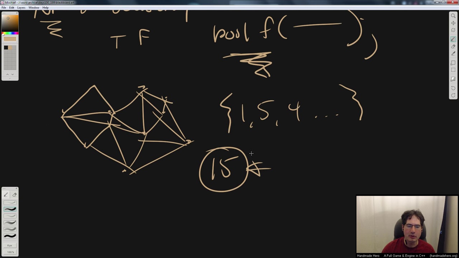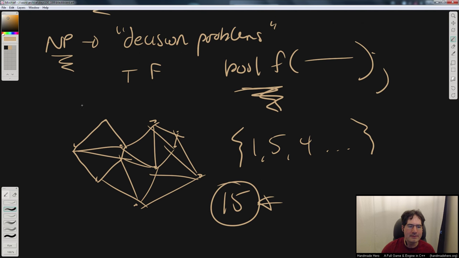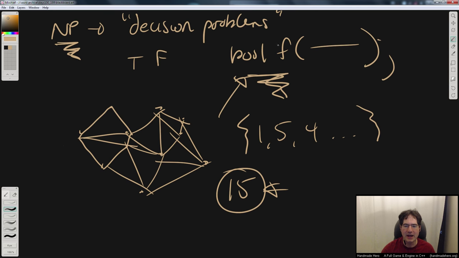And so what people were claiming is that the regular Traveling Salesman problem could easily be considered NP in terms of how hard it is, because all you have to do is, if you had one of these that told you whether it was, you could pass in, is it less than 15 or whatever?